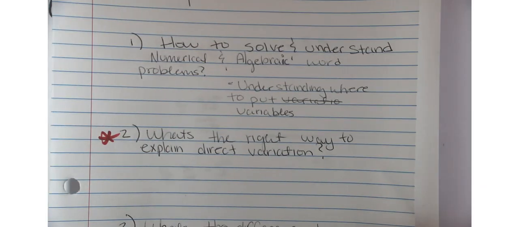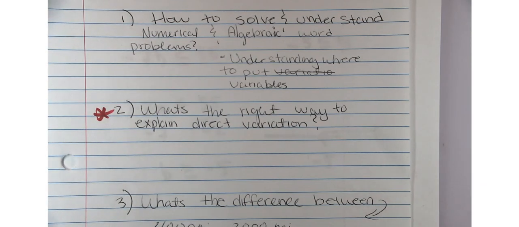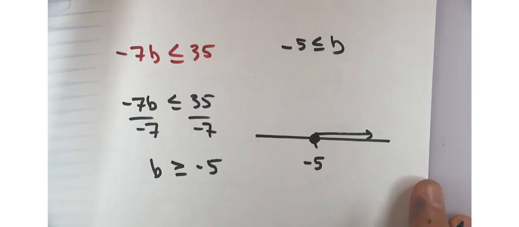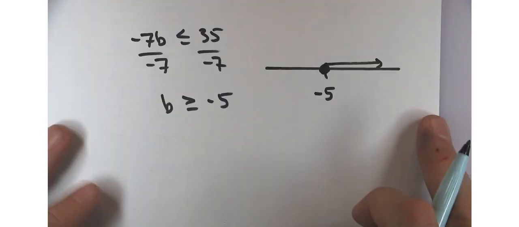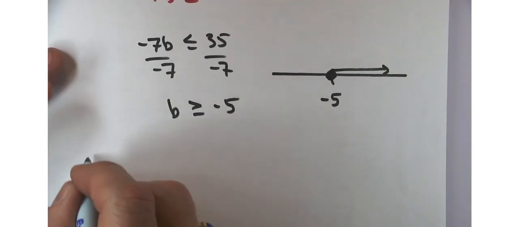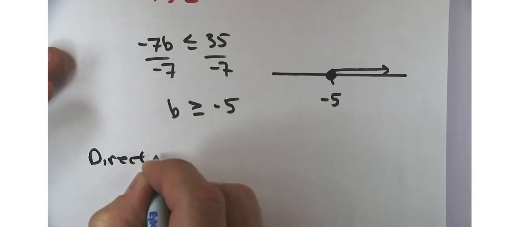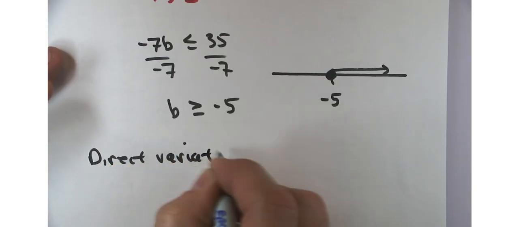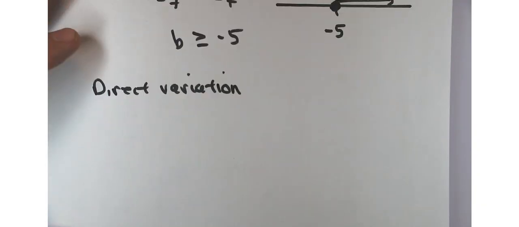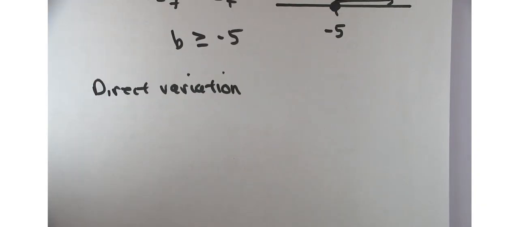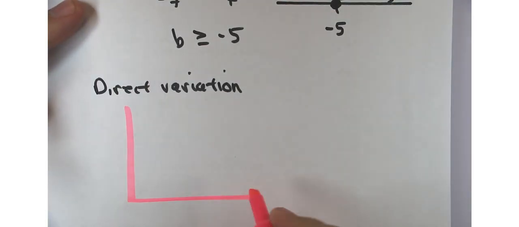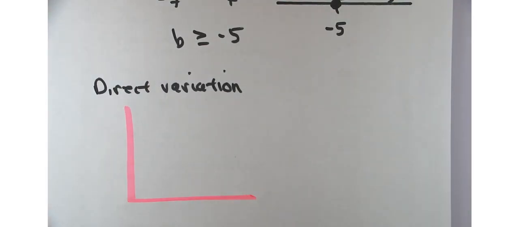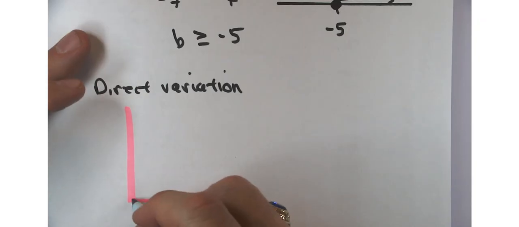Next one's kind of a little bit of a general question. What's the right way to explain direct variation? I guess there's a couple different answers that I would give on that one. First of all, in terms of the graph, what do you know about the graph of something that varies directly? Goes to the origin. Yes, exactly. It goes through the origin. So one way or another, it's going to pass through the origin. It doesn't matter exactly what the slope is, but it's going to pass through the origin.